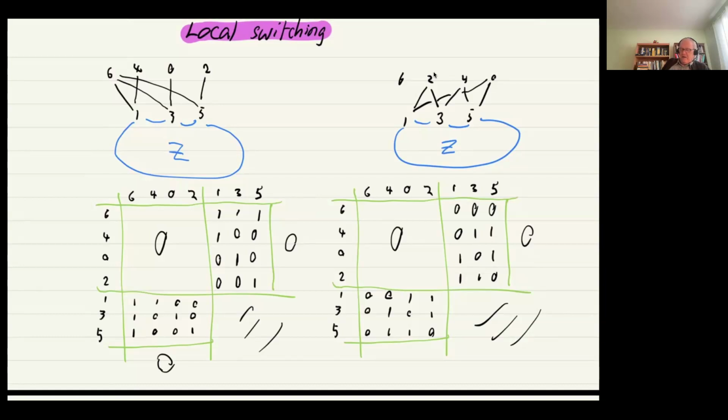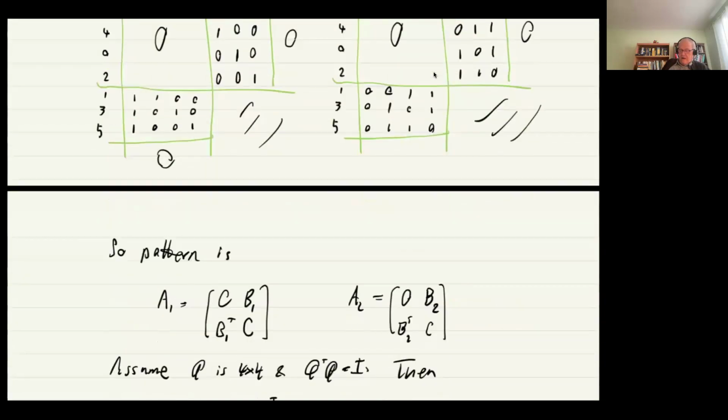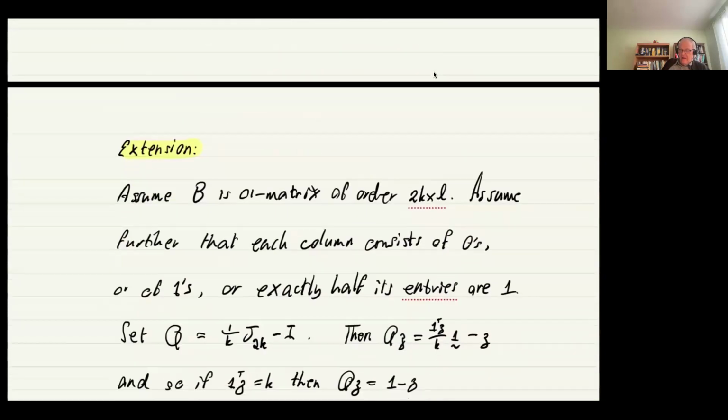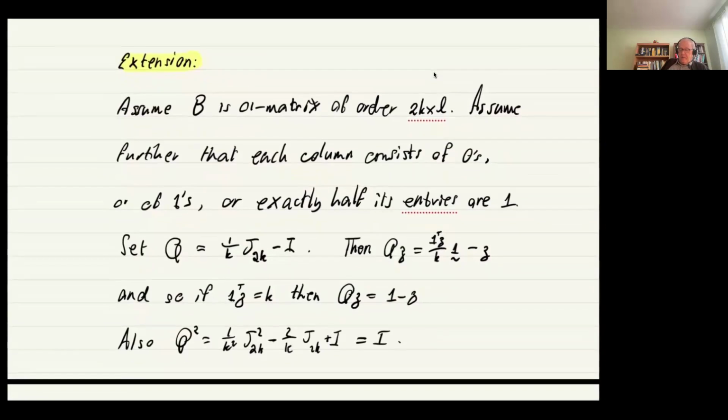Okay, and it's easy to describe, and the proof is quite simple. Okay. Now I think you can generalize a bit. I've described it here. Instead, take B to be a matrix of order 2k by l, and assume that each column consists of zeros or ones, or exactly half the entries are one and the other half are zero. Okay, and then take Q to be this, and then Q maps these vectors to their complements, and so you will get a pair of cospectral graphs.